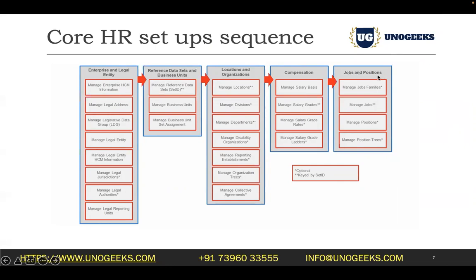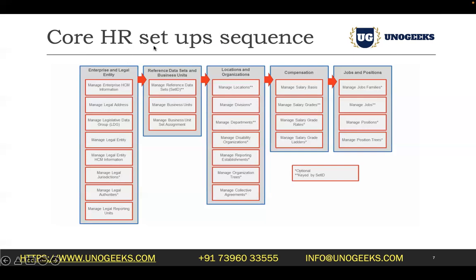So when we do the configurations for jobs and positions, we look at how you can create job families. Job families is like grouping jobs together. You define jobs and positions, and in the old versions, we had an option to create position trees. We don't have that anymore. Over the next 7 to 10 days, we will be going through these core HR setups. We'll be performing all these setups in the same sequence, going through the same buckets. If it's a purely optional configuration, we might skip it.